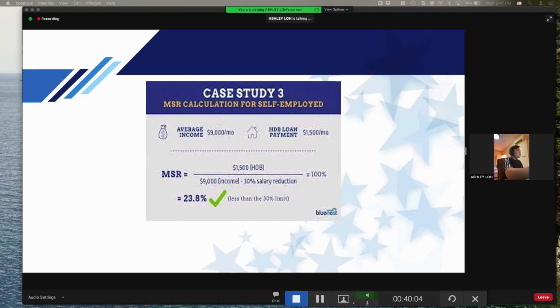When you look into the case study here, it's always a bit blur because this picture is taken online. But basically, if you're having an average income of $9,000, self-employed, your loan repayment is 1,500. You have to take the $9,000 minus the 30% salary reduction. You are still within MSR. This is how you calculate MSR for self-employed. It's a standard formula.